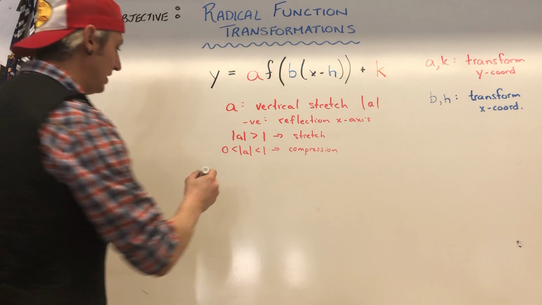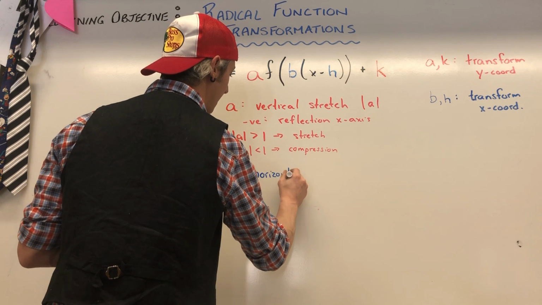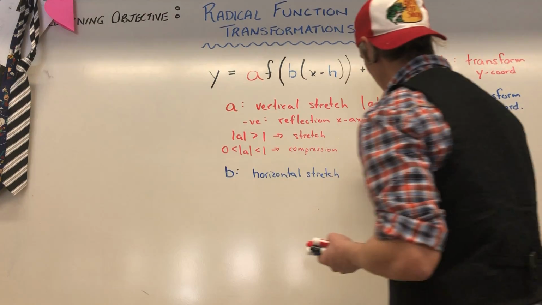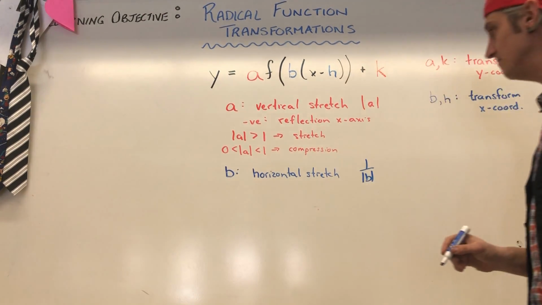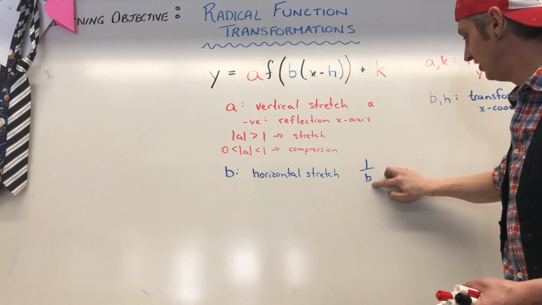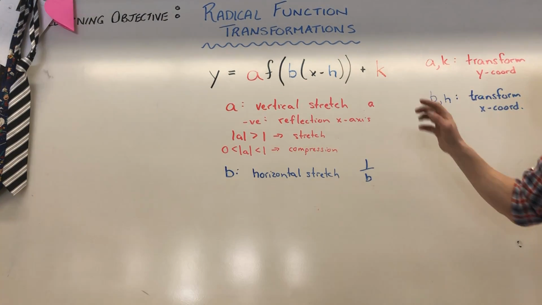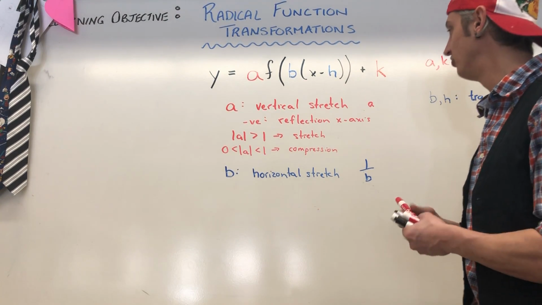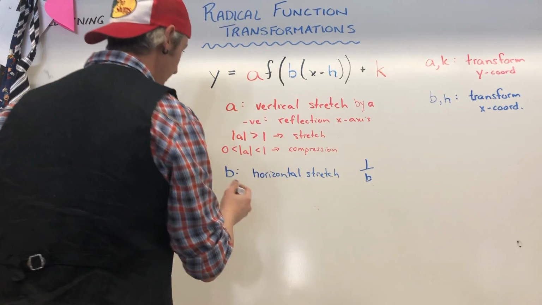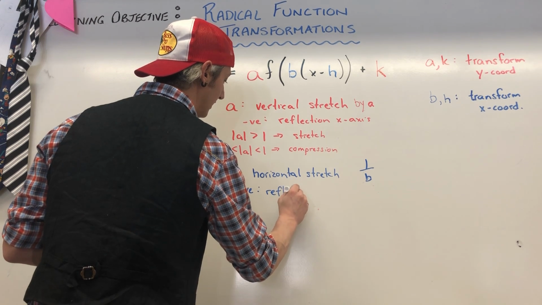B is A's evil twin. It does horizontal stretching, but it stretches by a factor of 1 divided by the absolute value of B, or 1 over B. We stretch by 1 over B, and if B is negative, say multiplying by a negative 2, that gives us both our reflection and our stretch. So we don't have to actually use the absolute value, but we need to know that that's the stretch factor. If B is negative, it's going to be a reflection in the y-axis.